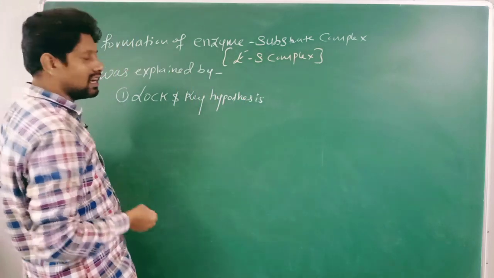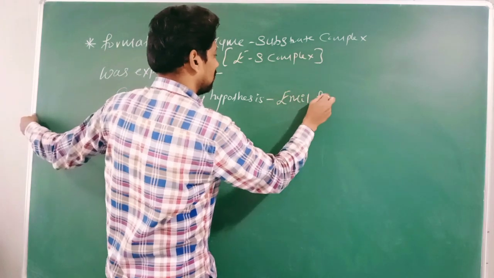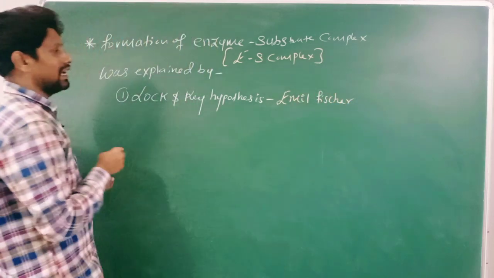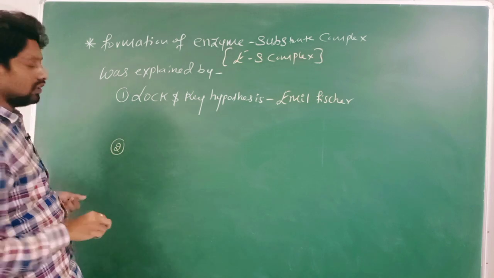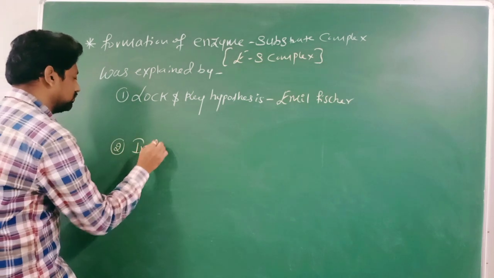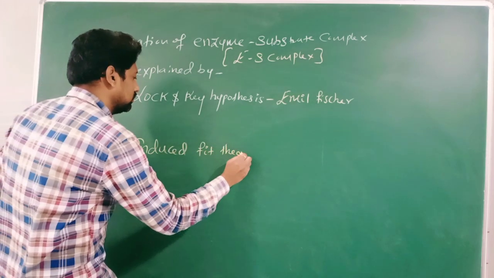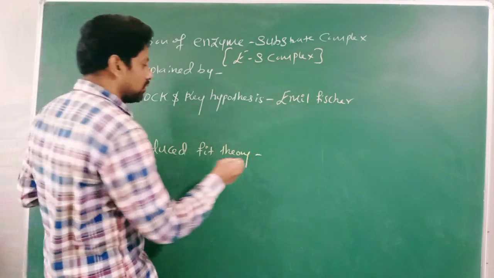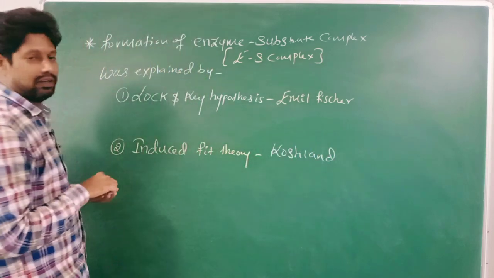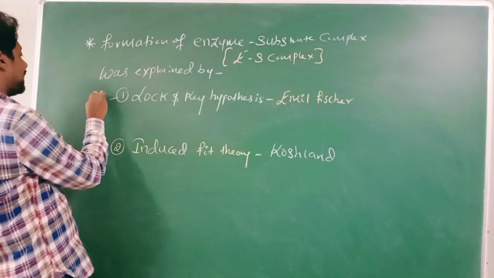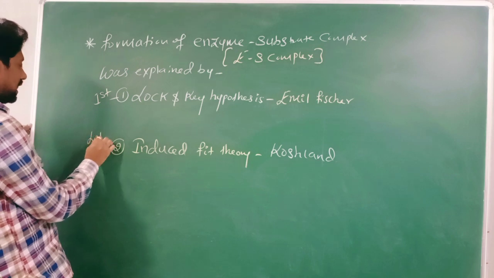This lock and key hypothesis was proposed by Emil Fischer. Number 2, the second one is induced fit theory. Induced fit theory is proposed by Koshland. The lock and key hypothesis was first proposed, and the induced fit theory was proposed later.